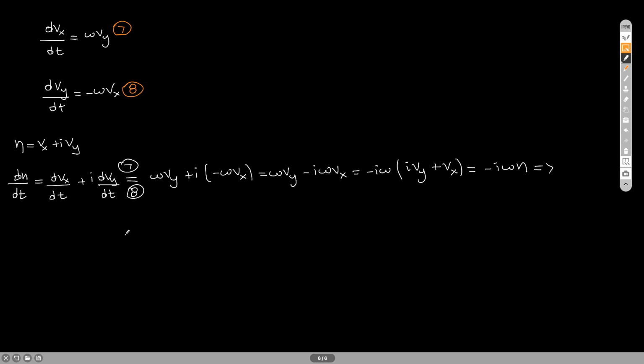I will rewrite this as d eta over dt equals minus i omega eta. This is a differential equation that we can actually solve by separating the variables on the two sides.